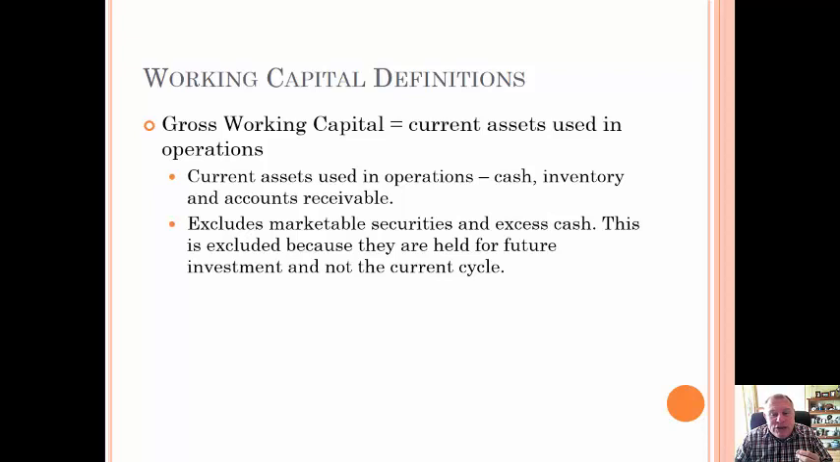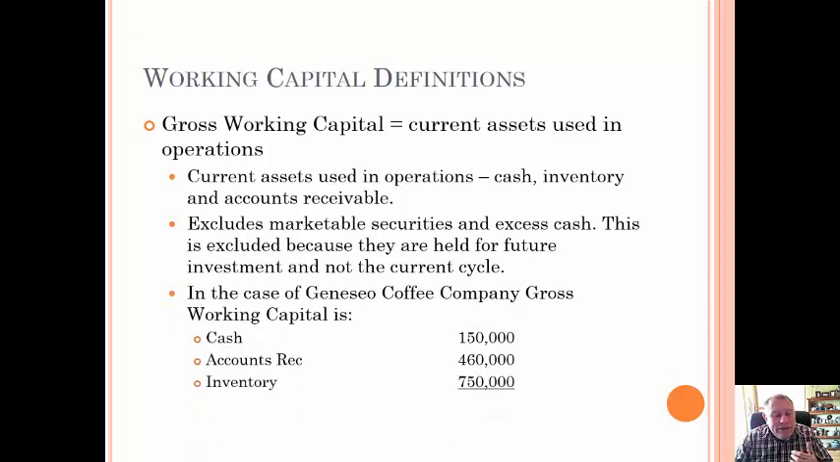Now, in the case of Geneseo Coffee Company, sometimes it's helpful if you actually have two screens. This would be easy. Just put Geneseo Coffee Company up on one screen and you can follow along. Otherwise, you may want to have it on a split screen or however you want to do it to be able to better see it.